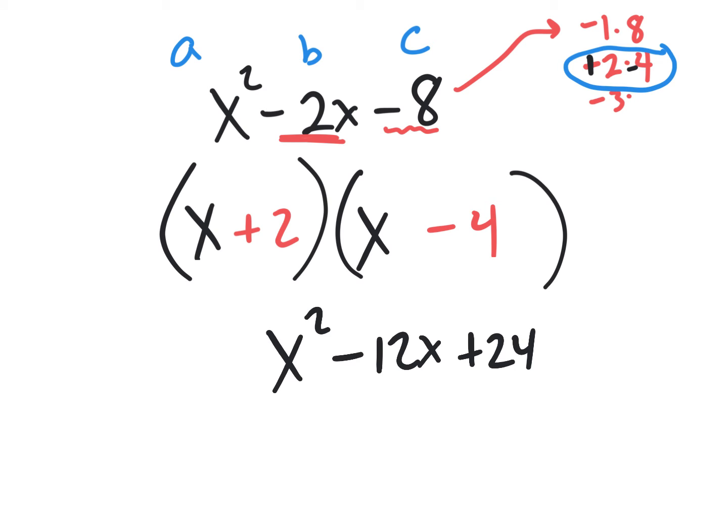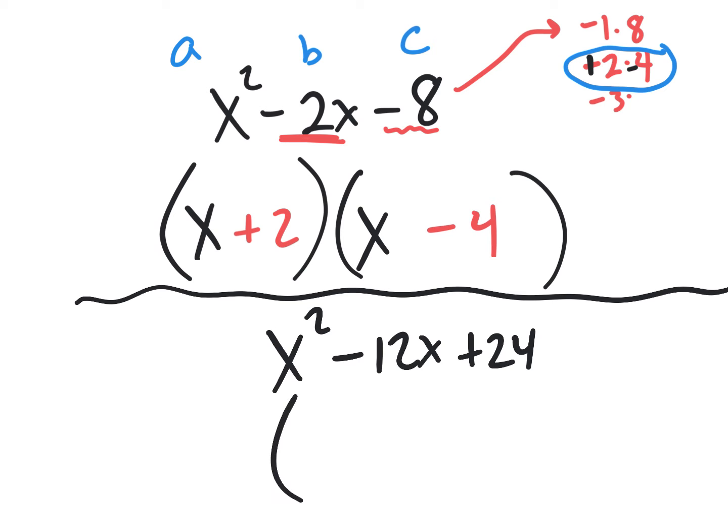X squared minus 12x plus 24. Totally separate problem. Factor it. So that's what you want it to look like, two parentheses with a binomial in each. Now, because your a value is 1, what should we put right here and right here? X's, right? Okay. Now, what's the thought process?